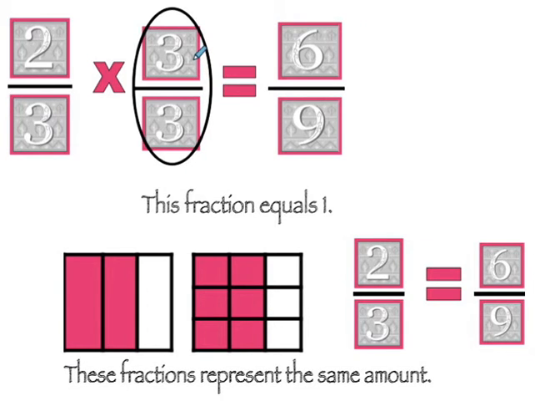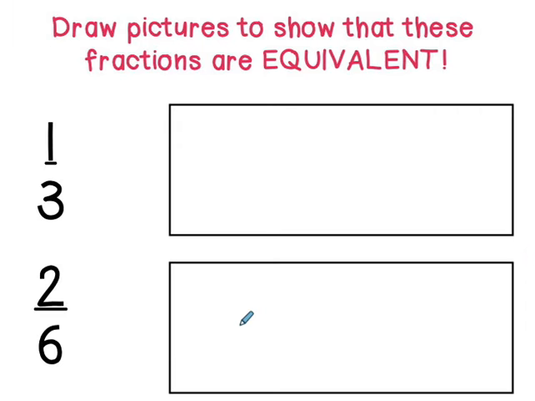Same thing with 2/3. If we multiply 2/3 times 1, and in this case we're multiplying it by 3 over 3, we end up with 6/9 because 2 times 3 is 6 and 3 times 3 is 9. 2/3 and 6/9 are the same fraction with just different numbers.